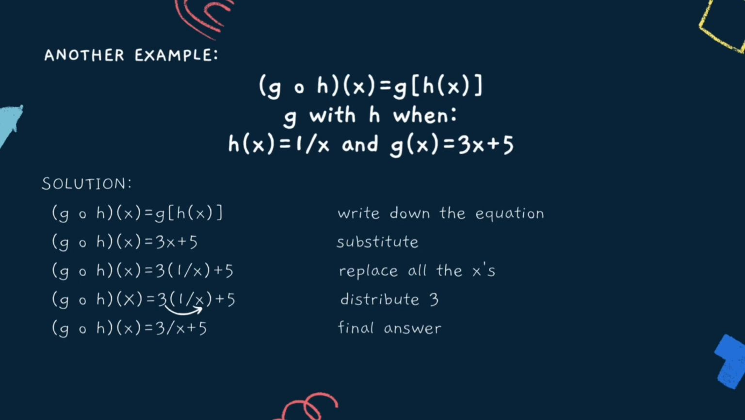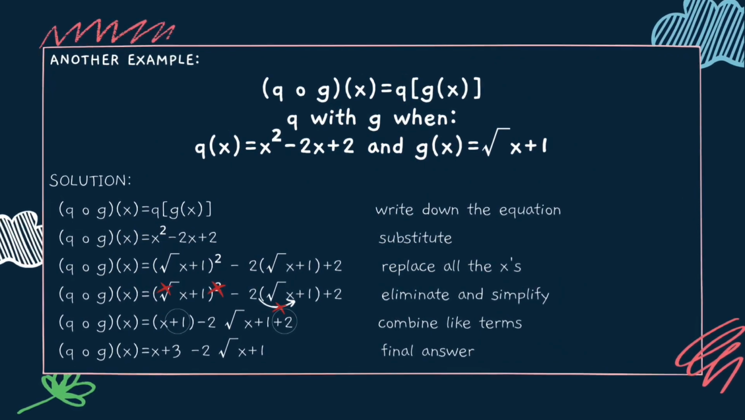The next thing that you will be doing is distributing 3 to the value of h of x, which is 1 over x. You can properly distribute it by multiplying it to the term inside the parentheses. So you multiply 3 by 1 over x, making it 3 over x. Since there are no like terms in this equation, it is safe to say that this is the simplest form. Therefore, the composition of g with h is 3 over x plus 5.